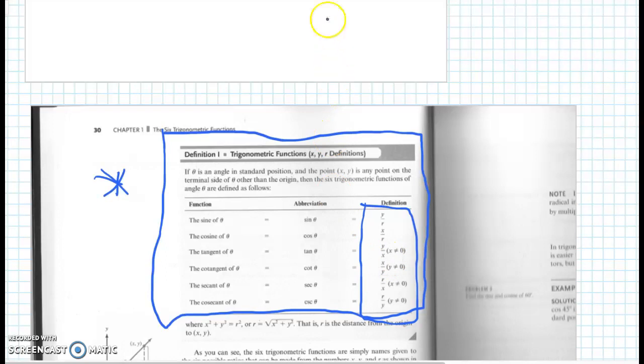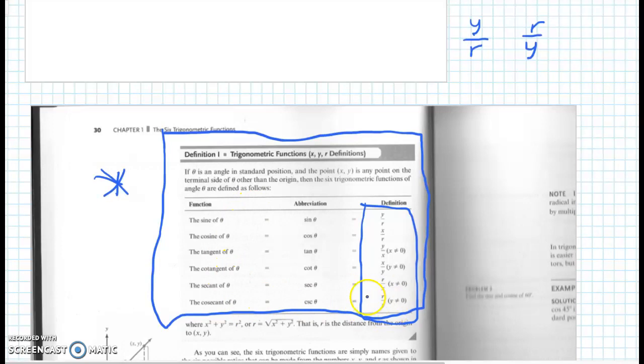So I'm going to pause here and suggest that you have a look at cotangent, secant, and cosecant and have a look at their definitions. I want you to observe that they are simply the reciprocal of sine, cosine, and tangent. So what would happen if you took the reciprocal of y over r? If you took the reciprocal of y over r, that means you flip it over, it would be r over y. So notice that the reciprocal of sine is cosecant.